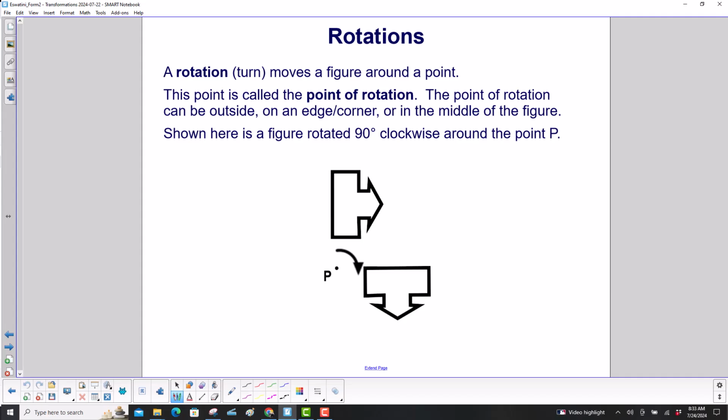Rotations. A rotation, or turn, moves a figure around a point. This point is called the point of rotation. The point of rotation can be outside, on an edge or corner, or in the middle of the figure.